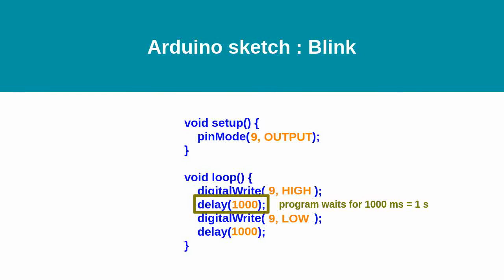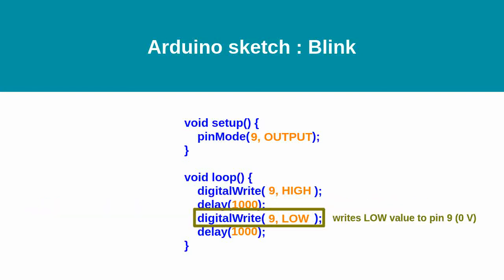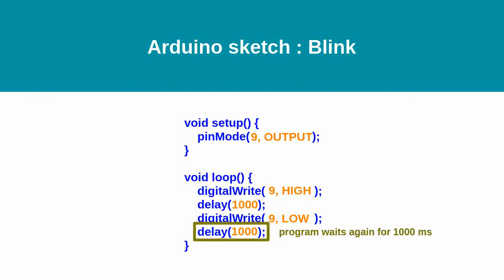The command delay forces the program to wait for some time before executing the next command. Here the program waits for 1000 milliseconds. That means that the LED will stay on for 1 second. The second digitalWrite command sets pin number 9 to low. It will deliver 0 volts, which means that the LED will be off. With the second delay command, the program waits again for 1 second. That means that the LED will stay off for 1 second.